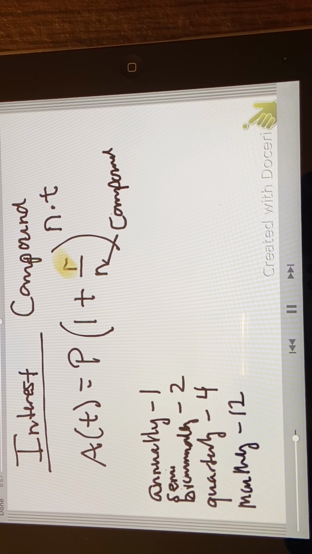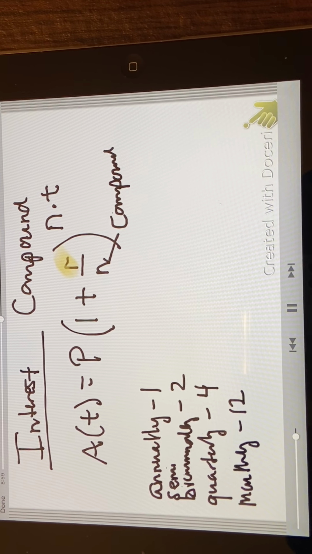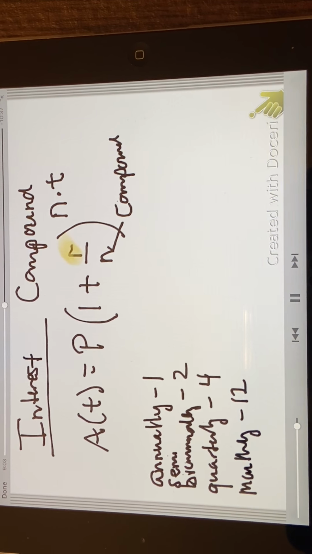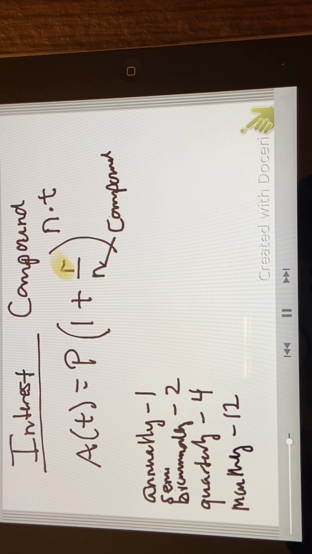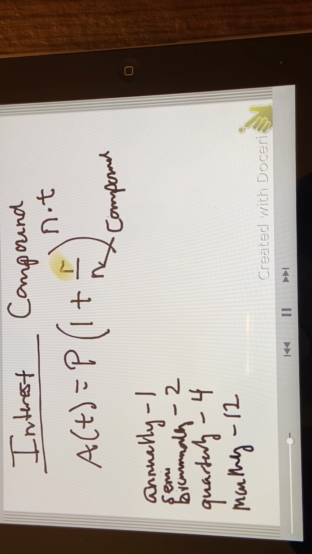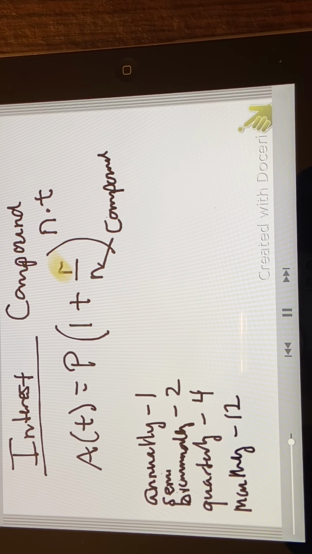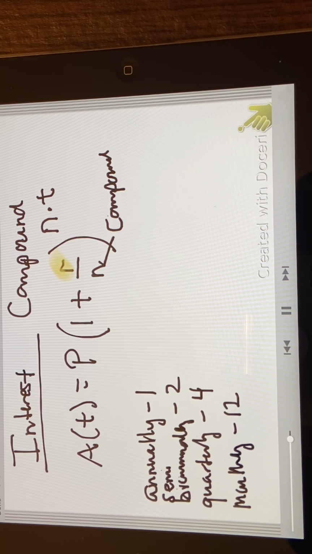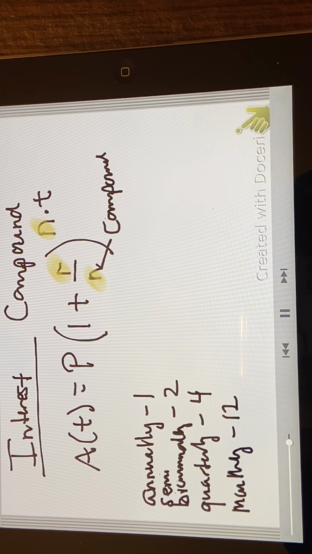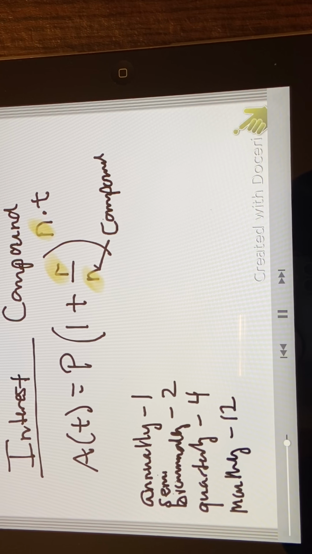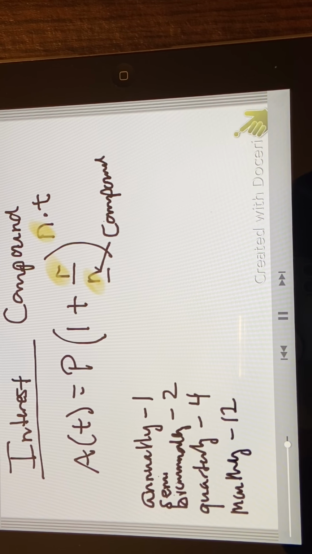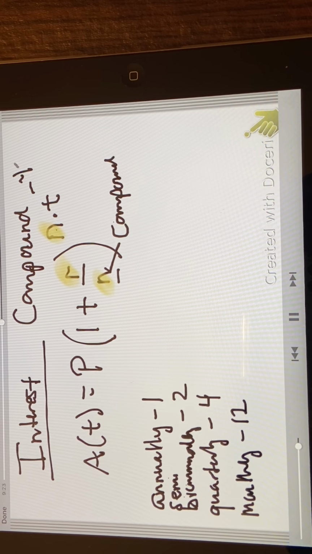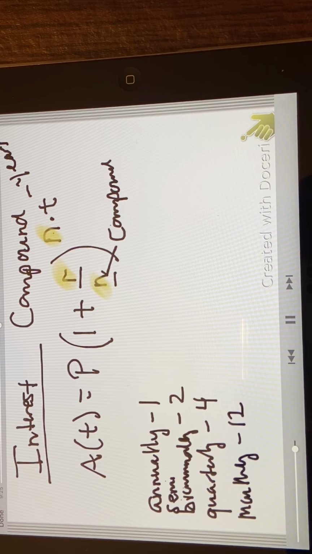So they're going to take that money and compound it on top of each other 1 time a year, twice a year, every 6 months, every 3 months for quarterly, and then monthly every month. And so notice the N here is also part of my exponent. So whatever number I put here also goes up top. And then, of course, T is how many years I'm going to leave it in there.